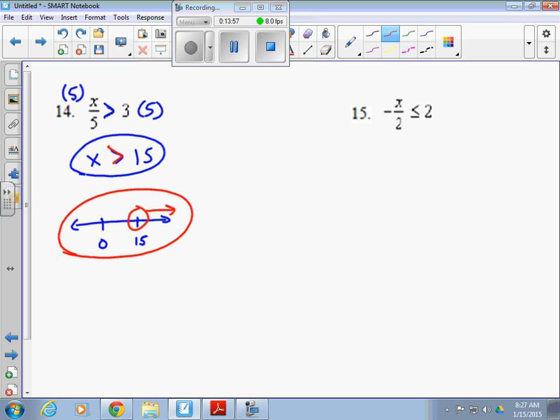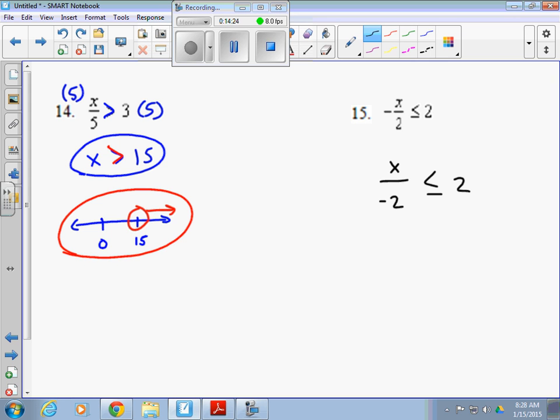Okay, the next one, number 15, says negative x over 2 is less than or equal to 2. This is one of those examples where if you count your negative as being at the bottom, it'll save you a step at the end. So x over negative 2 is less than or equal to 2. Notice instead of just having the negative in the middle, normally we think the negative's at the top. It makes it easier for us, especially when we're talking about slope.